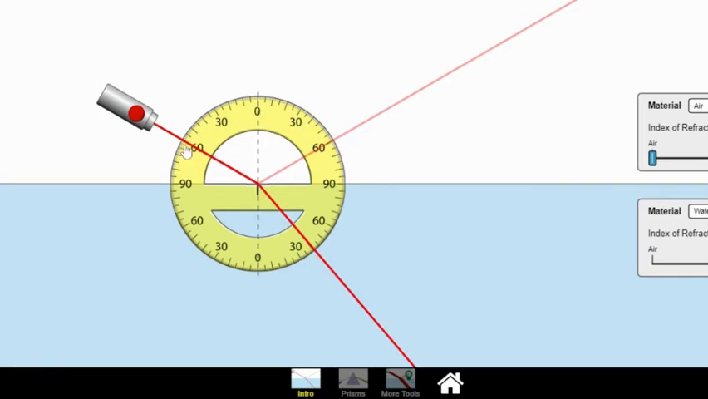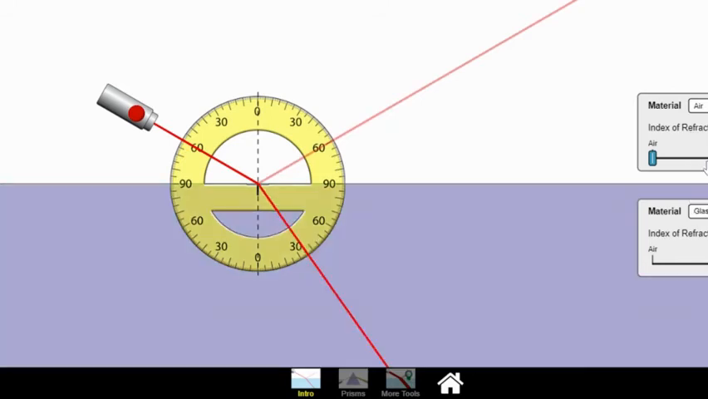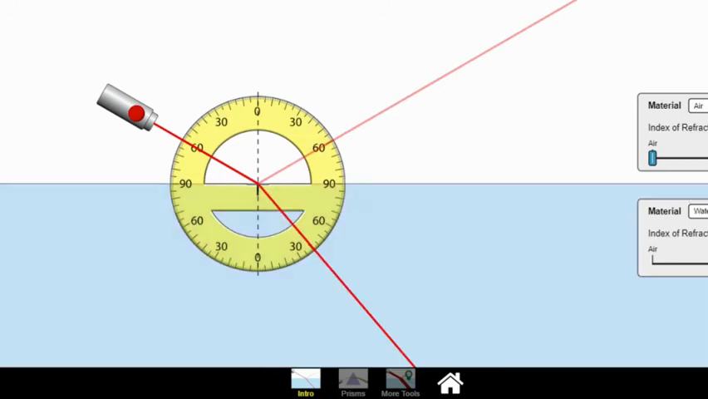So look at it now. This is 60 degrees. What is that? It's a little more than 40. What was it before when it was glass? It was more, right? It bends less in the water. Not a lot less, but it bends a little bit less.